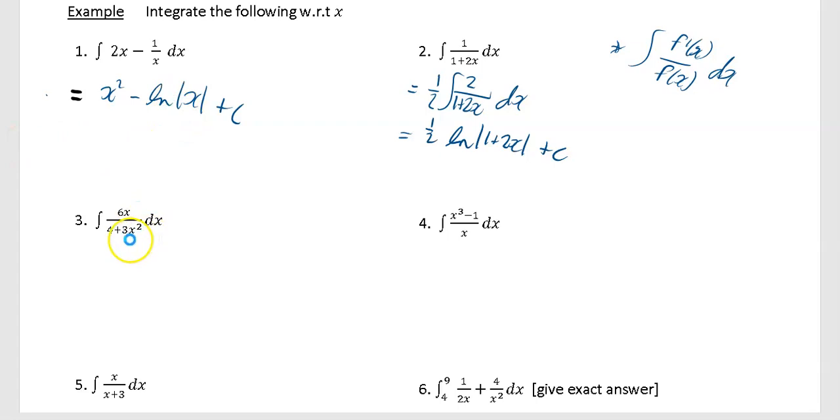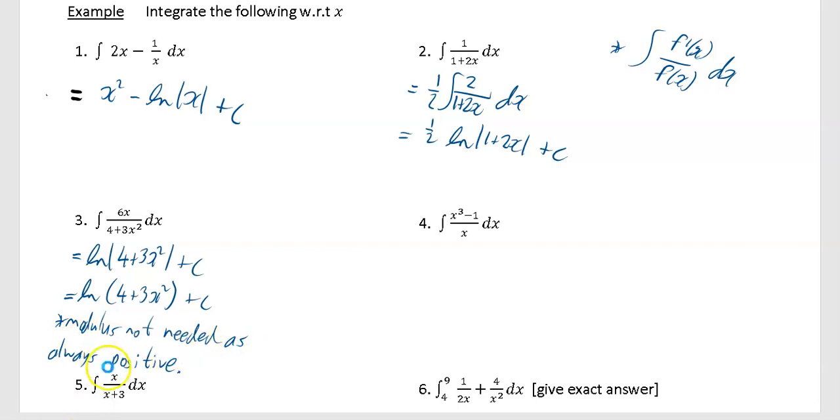Okay, next example, just check. Differentiate this bottom line. Differentiate 4, you get 0. Differentiate 3x squared, you get 6x. So happy days, we're actually in this form over here, so we're good to go. This is just going to be equal to ln of modulus of 4 plus 3x squared plus c. And in this case, like the one we talked about earlier, we don't need the modulus sign because the 4 and the 3x squared are always going to be positive, so you can get rid of the modulus sign. So I'll just write in here, modulus not needed, as always positive.